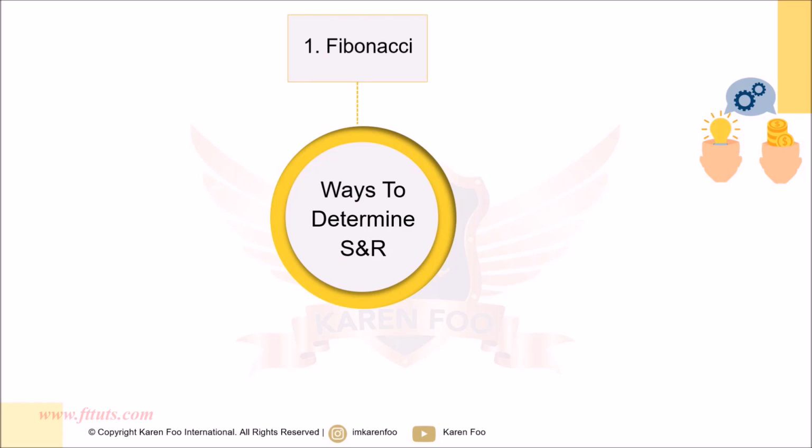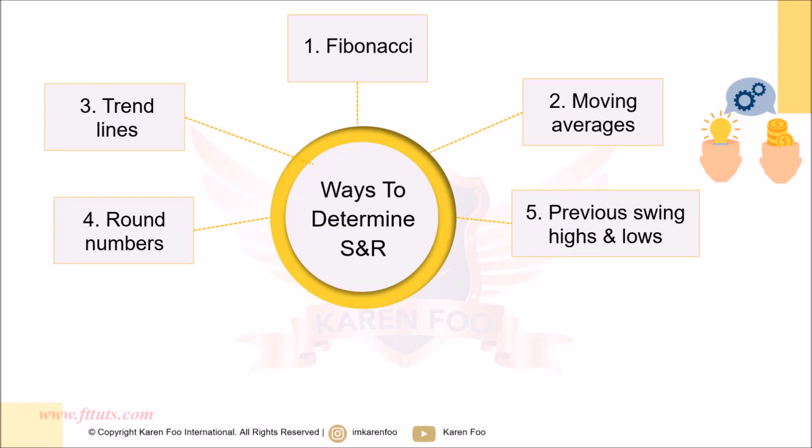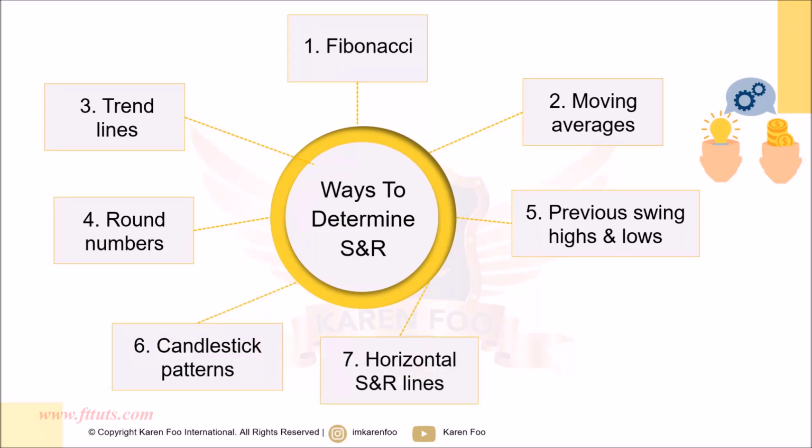Now the first way you can do that is through Fibo. Second way is through moving averages. Third way is through trend lines. Fourth way, round numbers, previous swing highs and lows, candlestick patterns, horizontal support and resistance lines. And the thing is, some of these methods would be quite subjective and some of them would be quite straightforward. So let's go through one by one.